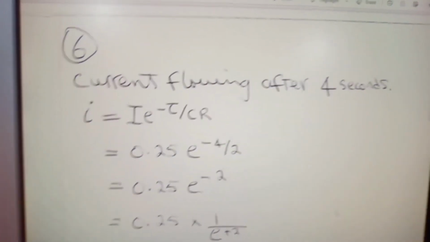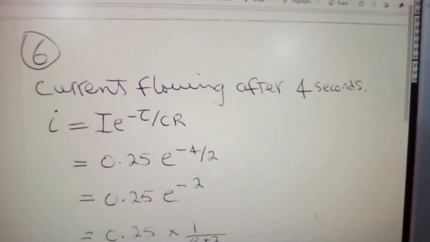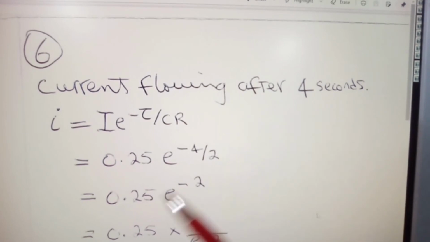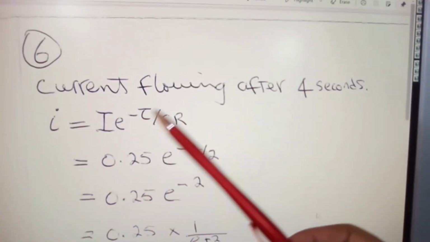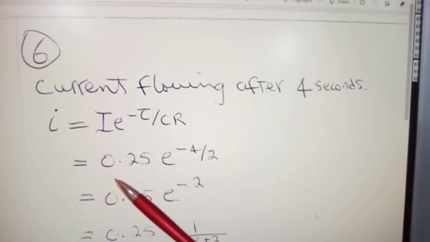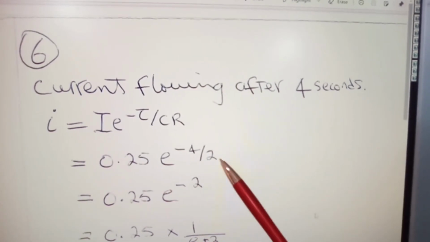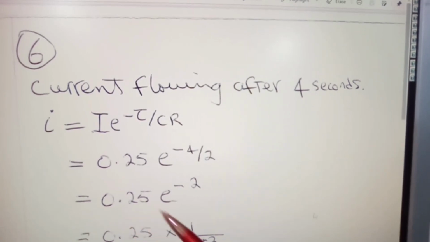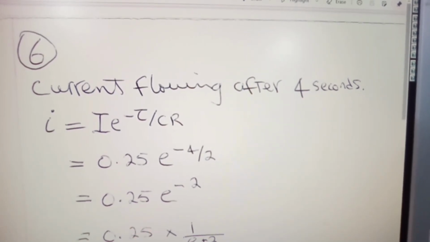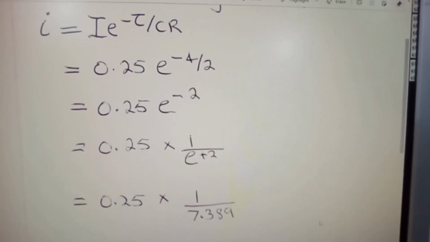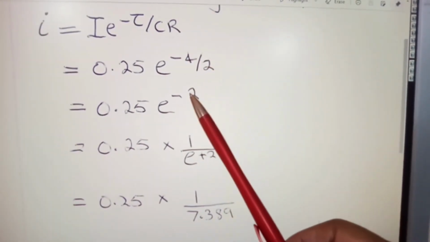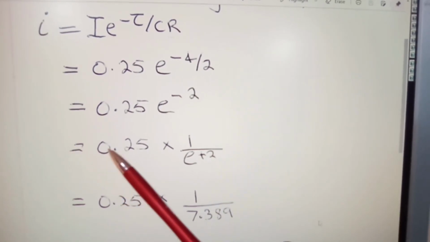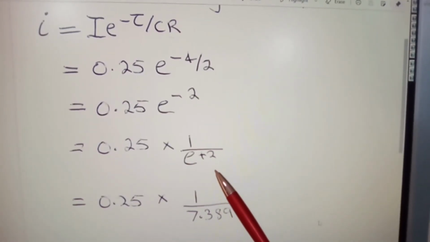Okay, and here's our final question, question 6. Current flowing after 4 seconds. So I equals I0 e to the minus T over C times R equals 0.25 e to the minus 4 over 2. That brings us to 0.25 e to the minus 2. Now again, remember you're dividing 4 by 2, therefore it will give you 2 here. That is for you now to begin to apply that process. 0.25 times 1 over e to the plus 2.